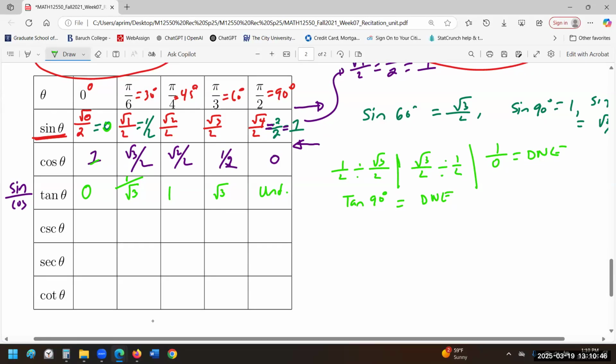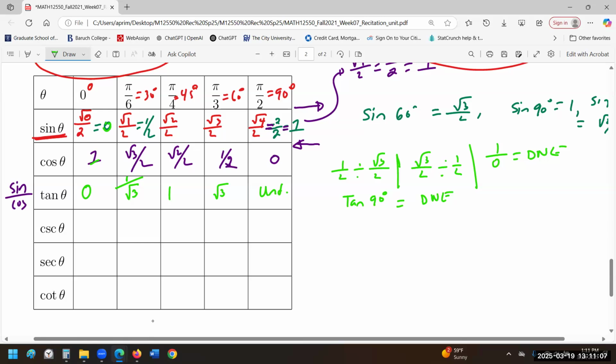Any questions? Comments? Anything? So I gave you the first 3 rows. For the next 3, all you have to do is flip the first 3 and it becomes the last 3.